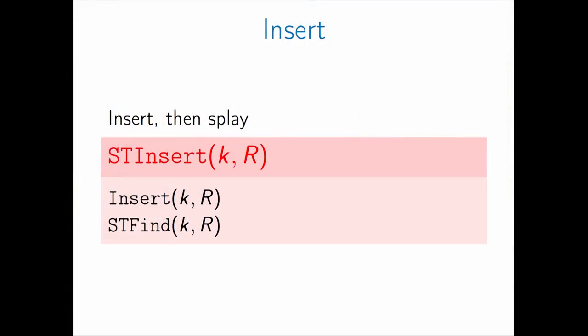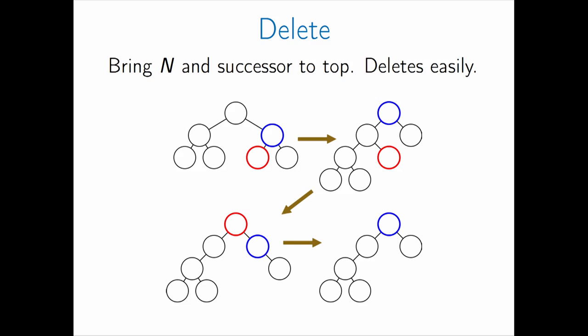Okay, so that's fine. Let's talk about insert. Insert, it turns out, is also really easy. First, you insert a node in the same way that you would before, and that's O of depth much work. And then you run the splay tree find. You find the node again, and you splay it to the top. It all works.